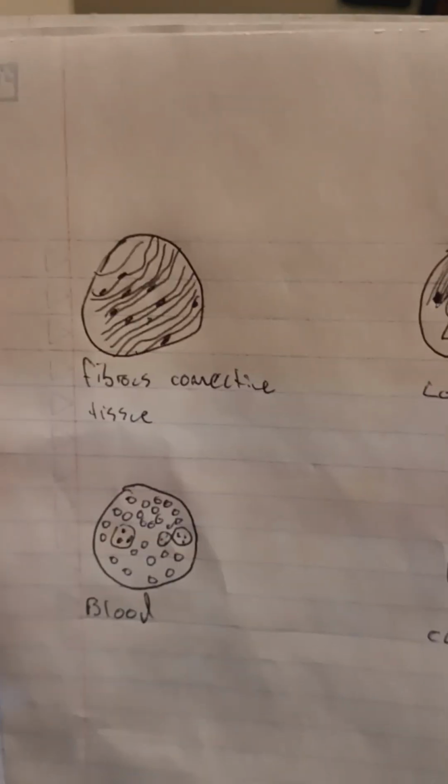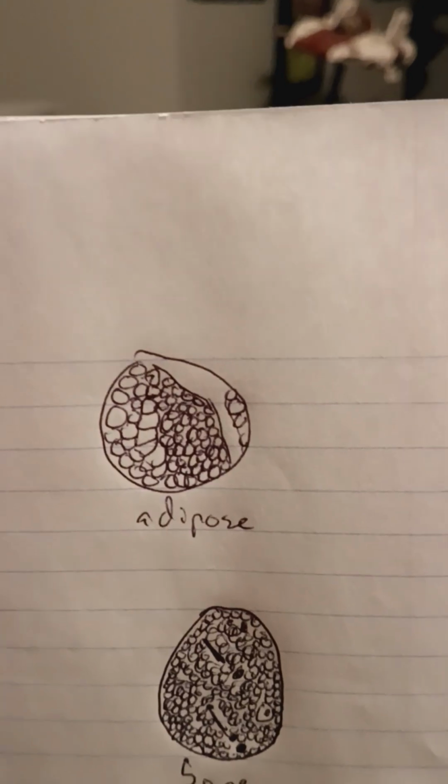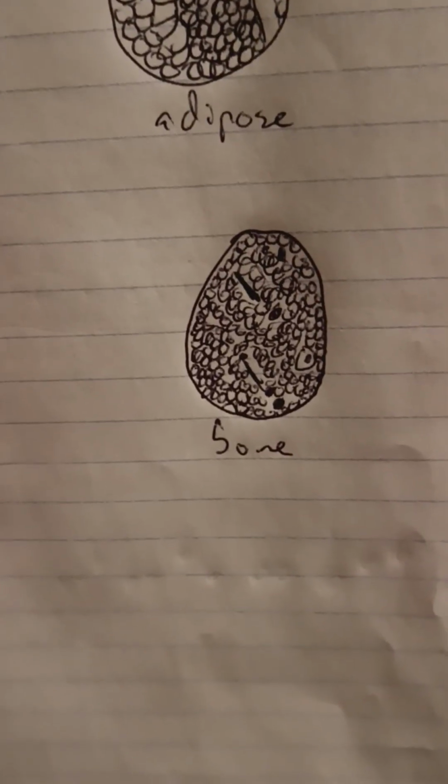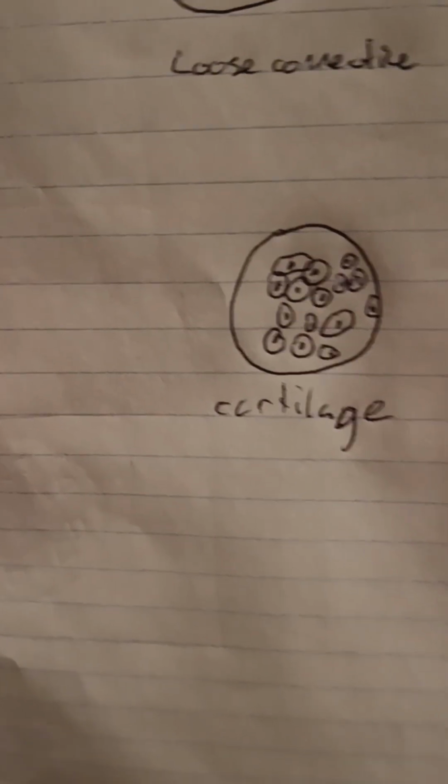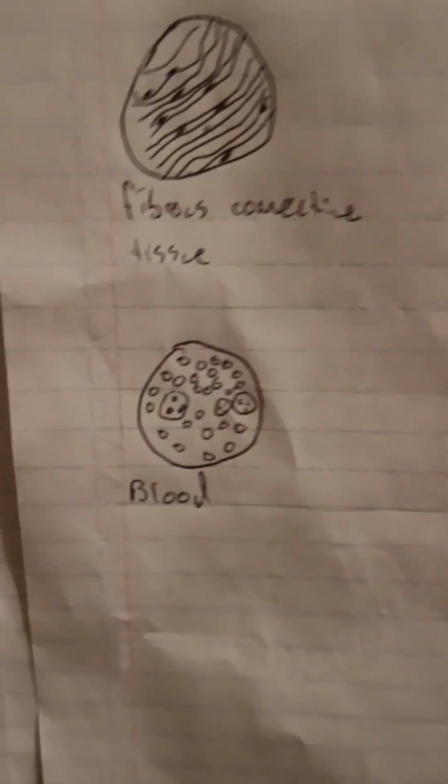So there's the fibrous connective tissue, loose connective, adipose, which is just fat, bone, cartilage, and blood.